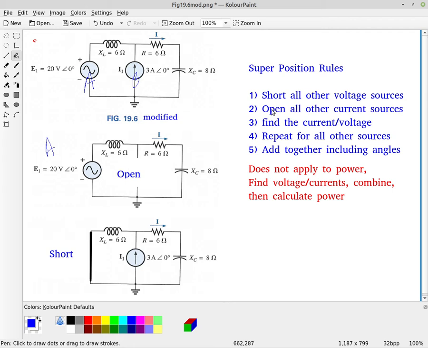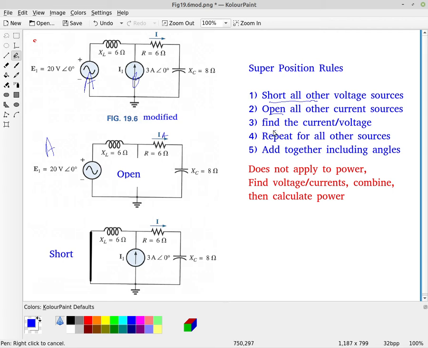Okay, so here's my circuit for source A. For source A, I'm going to short any other voltage sources. Now I don't have any other voltage sources, but all other voltage sources, I'm going to short all of those, and then I'm going to open all current sources. So I do have a current source, so you see this is now an open circuit here because there was a current source here, and I'm just going to open that up for now and find this current due to source A.